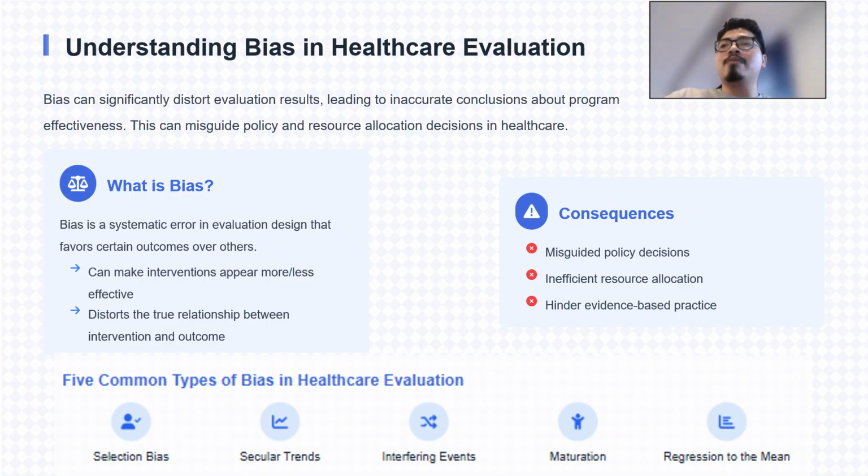The author, Rossi, explained that even small sources of bias can make us think our program worked when it really didn't, or that it failed when it actually helped. So let's go through the main types of bias step by step and with examples.